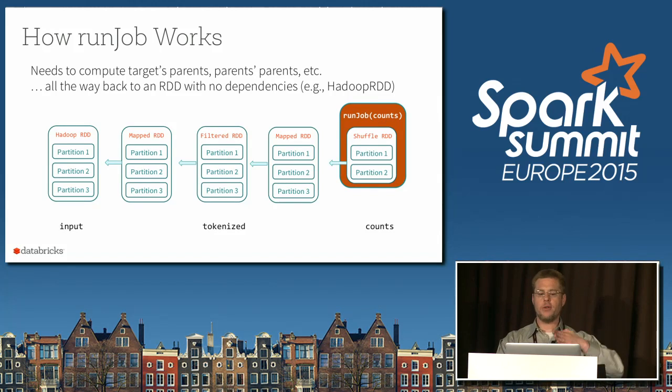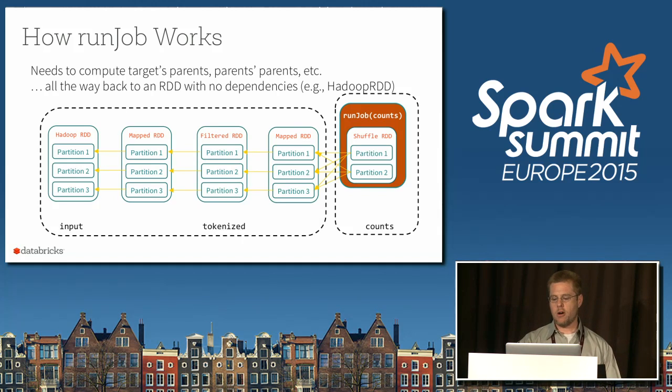Right? So we're basically going to recurse all the way back. We need the target, the target's parents, the parents' parents, and so we'll work our way all the way back. Here we can see the shuffle. The reduceByKey involves moving things between partitions, so this is a wide transformation, and it's going to require a shuffle at this point.